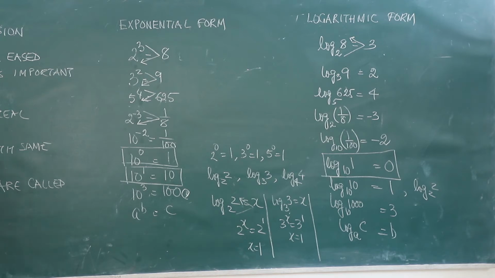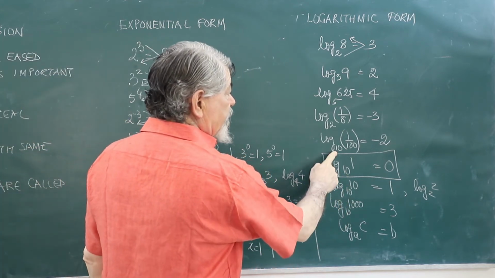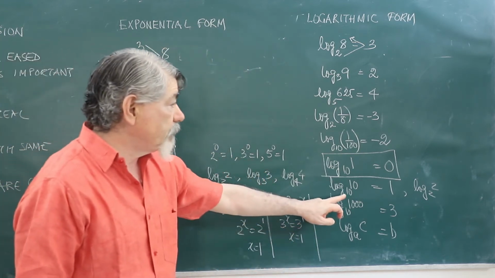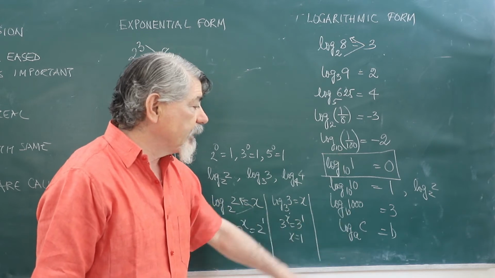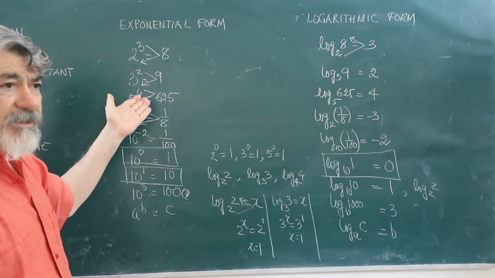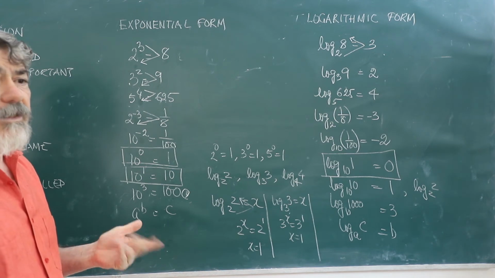Another thing, the logarithm of a number with the same base is always 1. And logarithms with base 10 are called common logarithms. These are common logarithms where the base is 10. Wherever the base is 10, they are called common logarithms. The base can be anything depending upon how we have raised the power, but whenever the base is 10, they are called common logarithms.